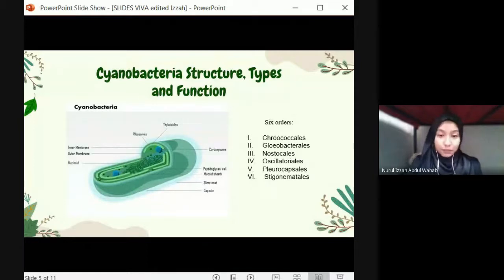So the production of the secondary metabolites arises from intracellular intermediates such as the amino acids, sugars, and fatty acids, which then condense into more complex structures by defined biochemical pathways. Cyanobacteria consists of 6 orders, which are Chroococcales, Gloeobacterales, Nostocales, Oscillatoriales, Pleurocapsales, and Stigonematales.